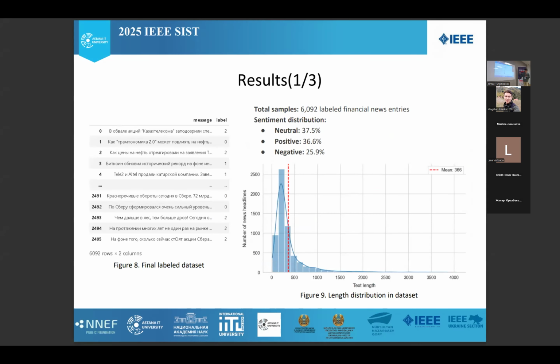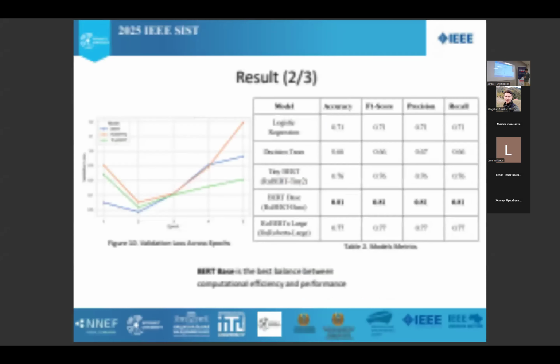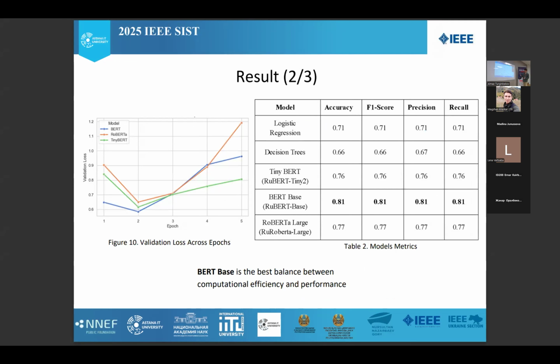And the results. First of all, in this picture you can see that the dataset has 8,000 rows, and the distribution of neutral, positive, and negative. Also, you can see the model learning, and the model results are shown in this table. The best model was the base model, which gives us a balance between computational efficiency and performance.